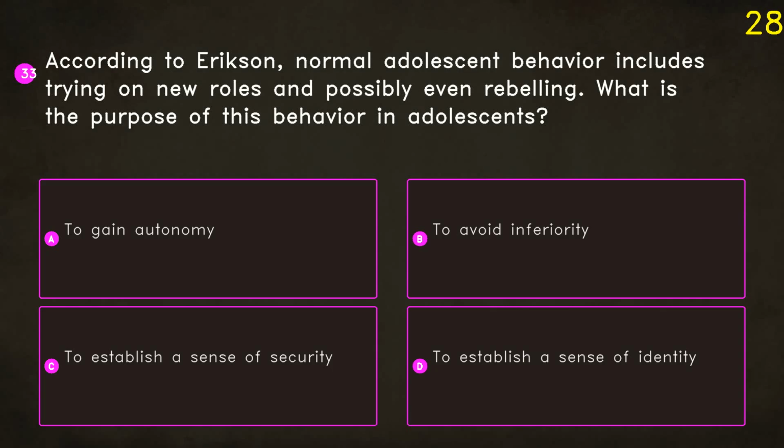Question 33. According to Erikson, normal adolescent behavior includes trying on new roles and possibly even rebelling. What is the purpose of this behavior in adolescence? A. To gain autonomy. B. To avoid inferiority. C. To establish a sense of security. D. To establish a sense of identity.